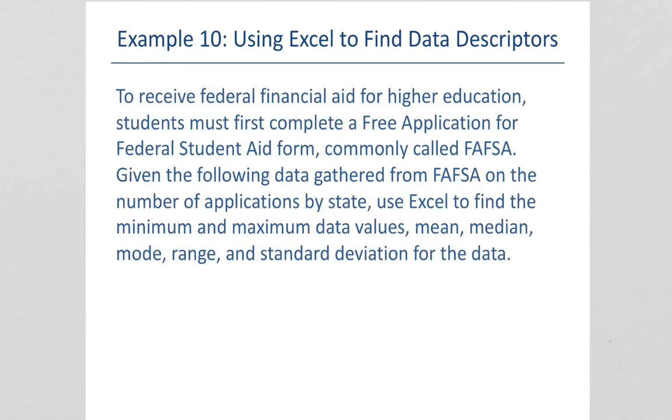One more example. To receive federal financial aid for higher education, students must first complete a Free Application for Federal Student Aid form, commonly called the FAFSA. A lot of you have probably done that. So have I. Given the following data gathered from FAFSA on the number of applicants by state, use Excel to find the minimum and maximum data values, mean, median, mode, range, and standard deviation for the data.